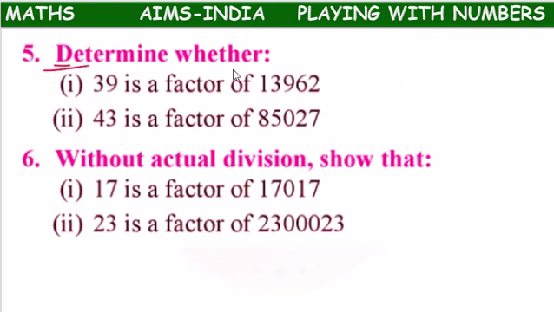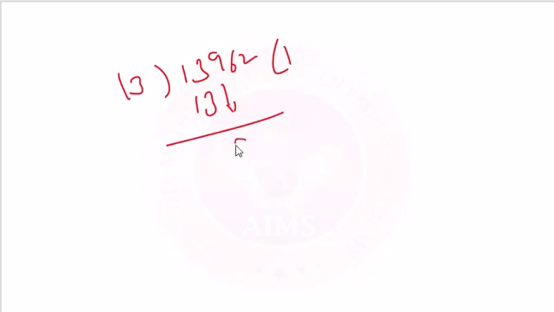Next, determine whether 39 is a factor of 13962 or not. How can we find a factor? By dividing. We have 13962, and we have to divide with 13. 13 ones are 13, we carry down 9, but 9 is less than 13, so we keep 0 here. Next we carry down 6, 96.